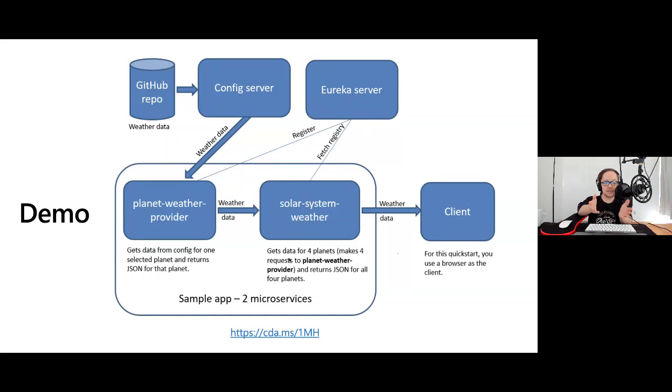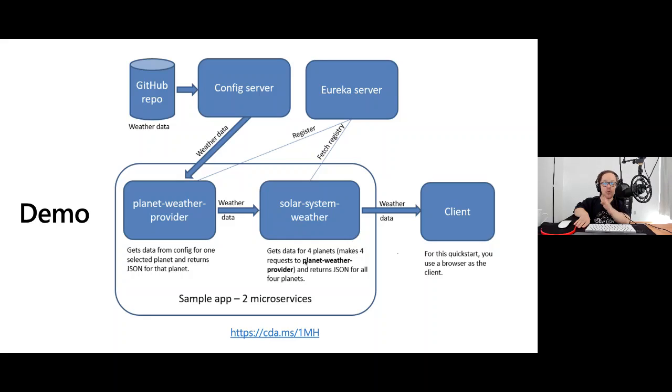So I've got a demo and some homework that we're going to do that you're going to get started on now. And this is the demo and the homework. So in here, and let's discuss this, we've got our GitHub repo, and that has our weather data. So our GitHub repo really has a config file that feeds into the config server, and it has some hard-coded weather data for planets. Mars, Venus, Mercury, and I think Jupiter or Saturn. And that replicates, or simulates, a database into the config server. And the config server is pushing it into the planet weather provider, our first microservice.